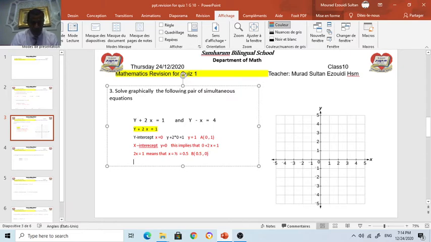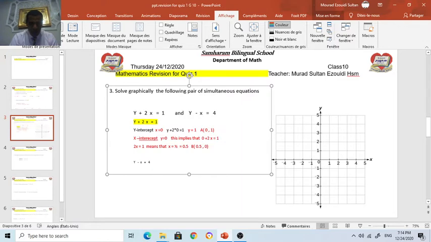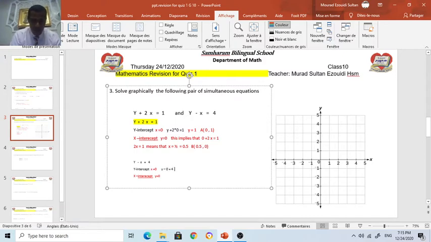Now, my learners, I move to the second one, this one. Okay, copy. I will write it here. I will just extend this. So now I will find the y-intercept and x-intercept. I will write it here. Y-intercept is when x equals 0, so y minus 0 equals 4. This gives y equals 4.